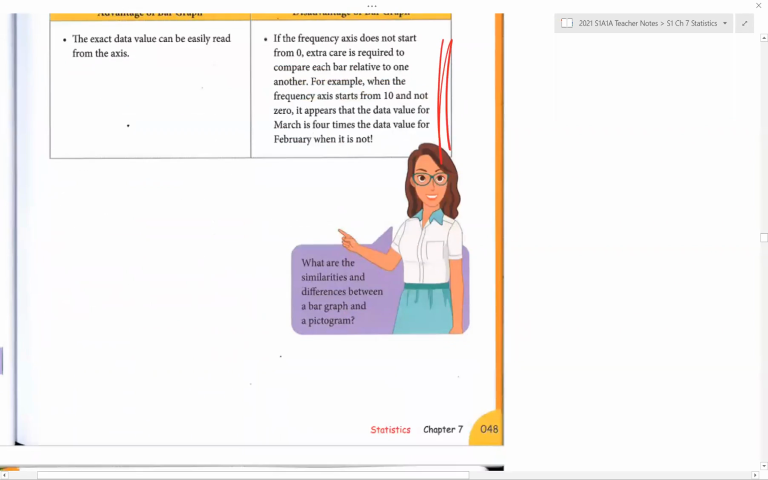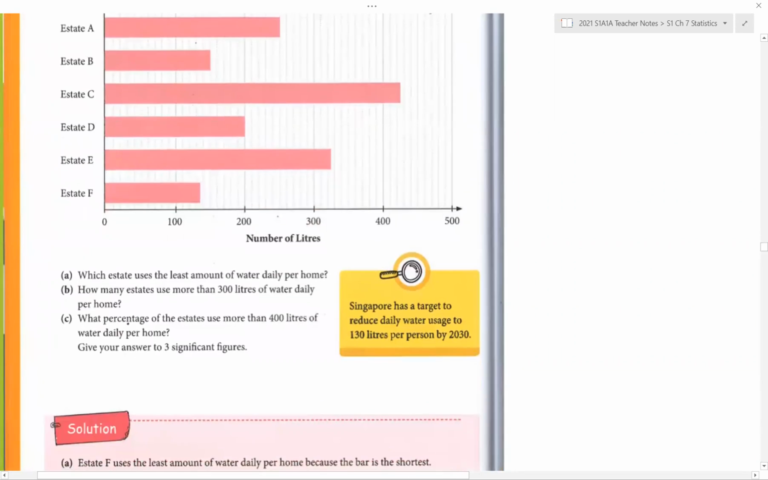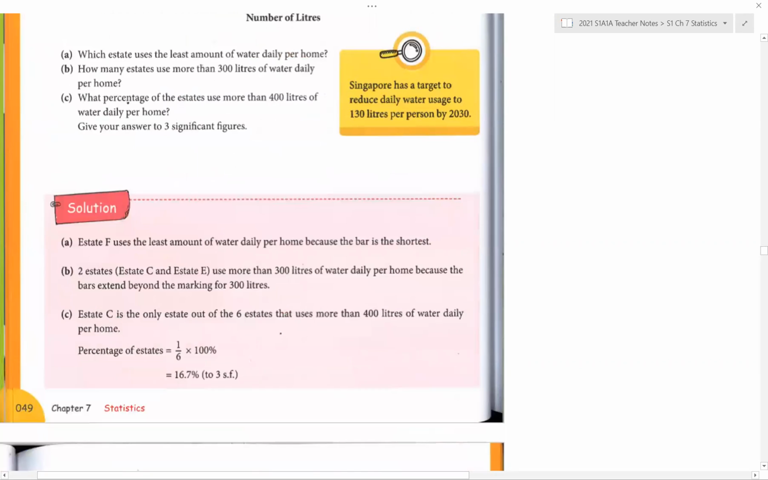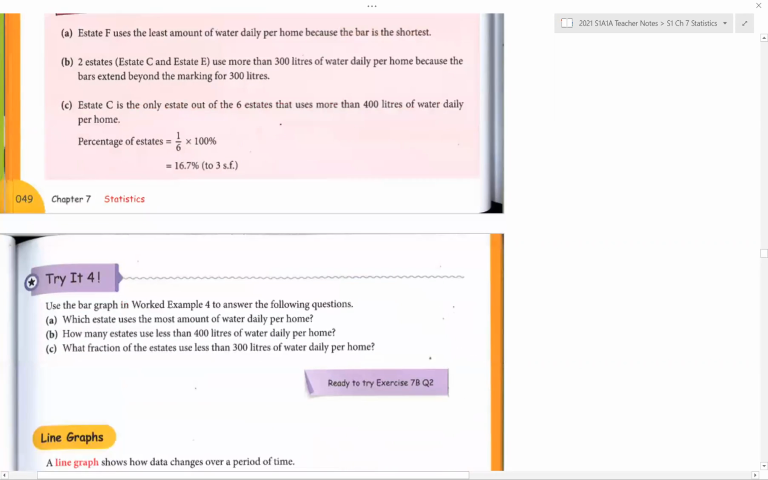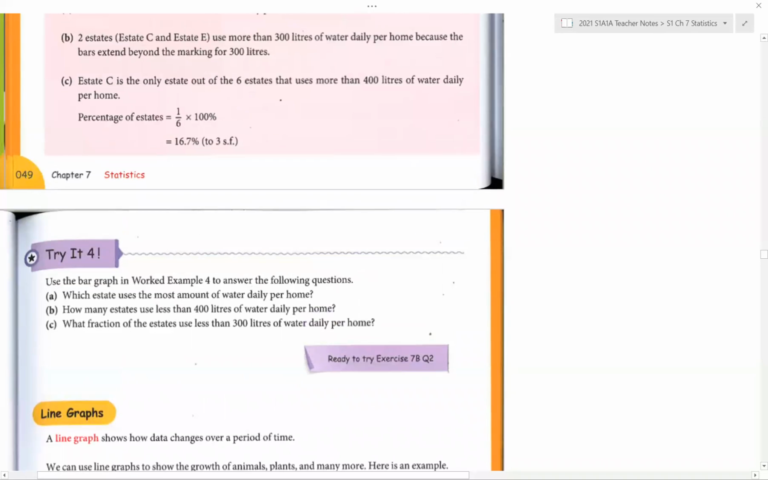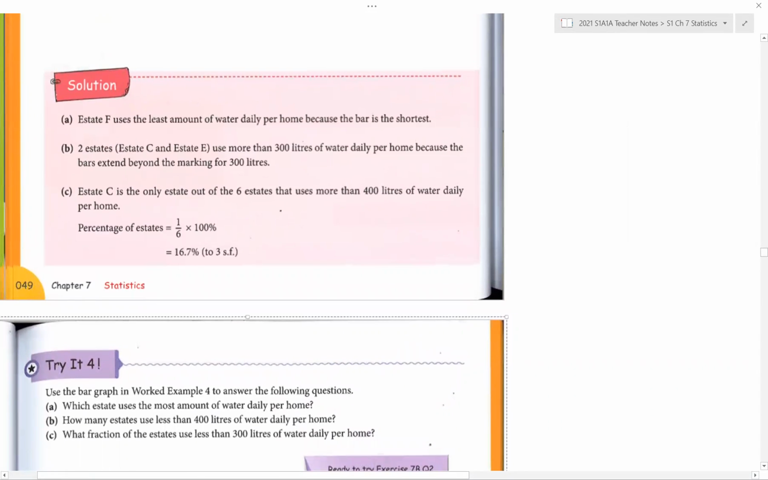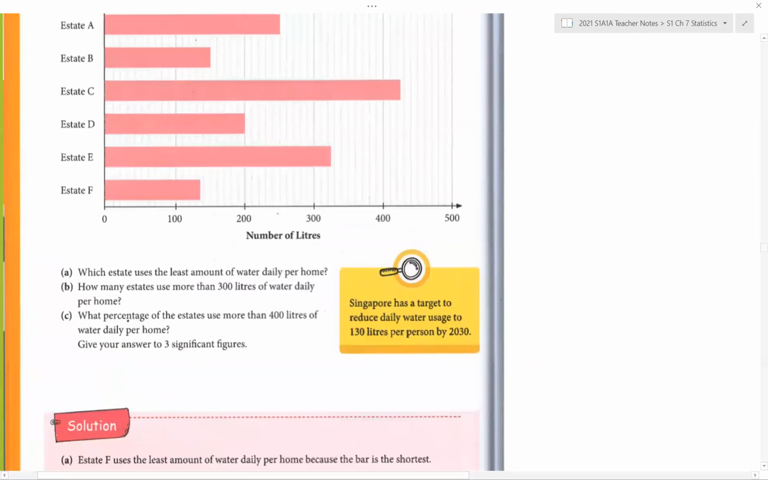Let's look at one example. I think we can skip worked example number 4. We just start doing try it 4. Okay, so they say use the bar graph to answer the following questions. Which estate uses the most amount of water daily per home? Okay, who did we stop at just now? Yes. What is the answer for part A? Which estate uses the most amount of water daily per home?